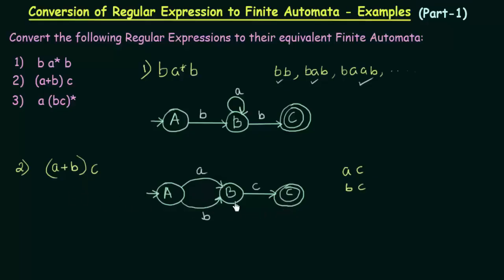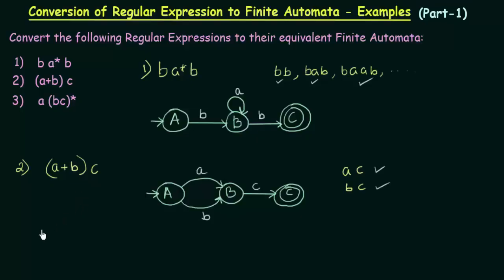So let us see if this is accepted by this automata that we have created. AC: A, C comes to the final state, this is accepted. BC: BC comes to the final state, this is also accepted. So we have successfully designed the finite automata for the regular expression A plus B and C. Alright, so we are done with that.